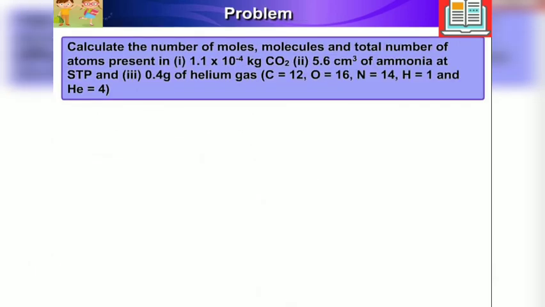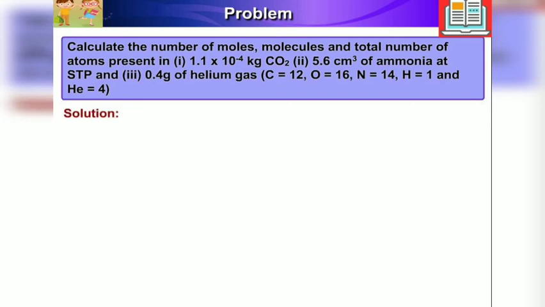Calculate the number of moles, molecules, and total number of atoms present in 1. 1.1 into 10 raised to minus 4 kilograms CO2. 2. 5.6 cubic centimeters of ammonia at STP. And 3. 0.4 grams of helium gas. C equals 12, O equals 16, N equals 14, H equals 1, and He equals 4.